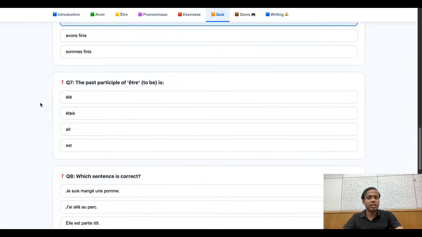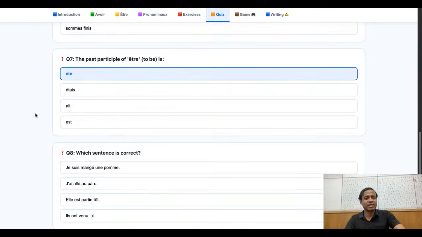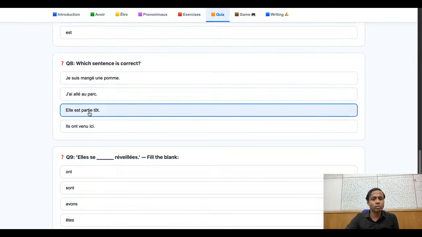Yes. Next, the past participle of être is, what is the past participle of verb être? Past participle. Yes, été. Now, question number 8. Which sentence is correct? Je suis mangé, j'ai allé, elle est partie tôt, or ils ont venu ici. Your answer, please. Elle est partie tôt. Exactly. Elle est partie tôt. Fine.